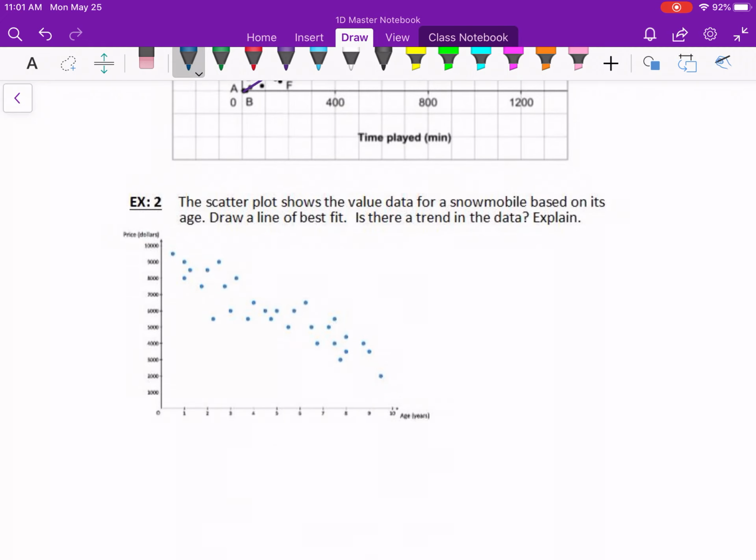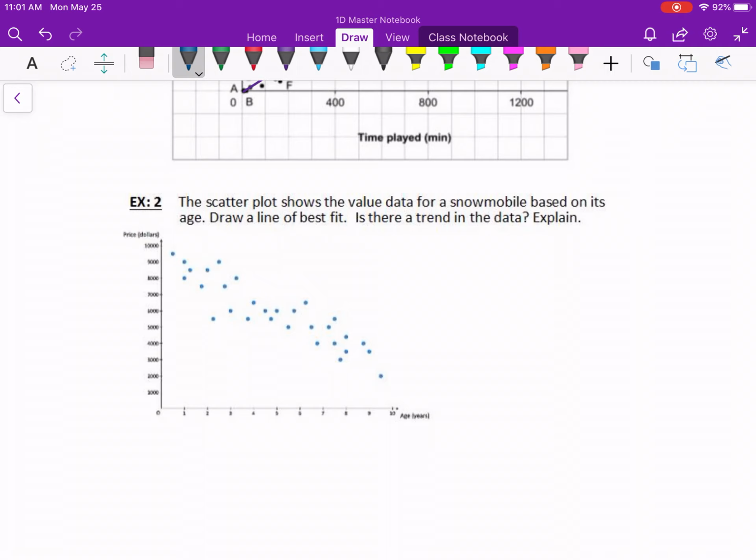The scatterplot shows the value data for a snowmobile based on its age. Draw a line of best fit. Is there a trend in the data? Explain. Again, just to interpret this graph, imagine every one of these dots represents a different snowmobile. So maybe someone had some sort of online trader, and they just found a bunch of snowmobiles on there, found the age of them, found the cost that they were selling for, plotted it.